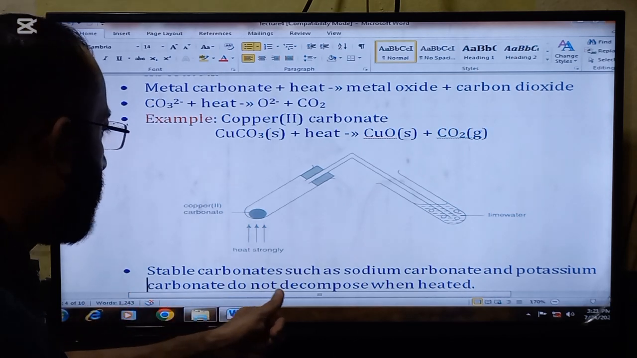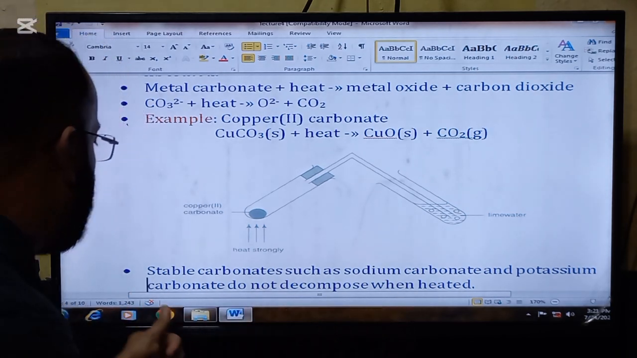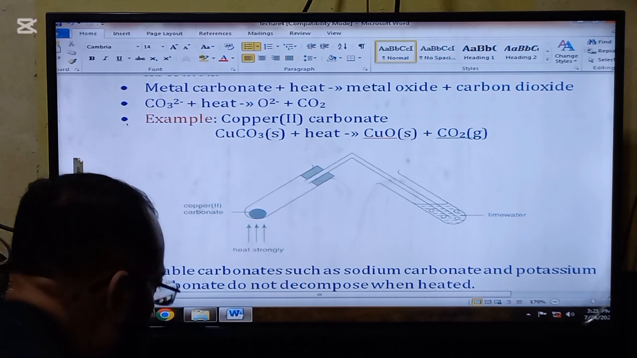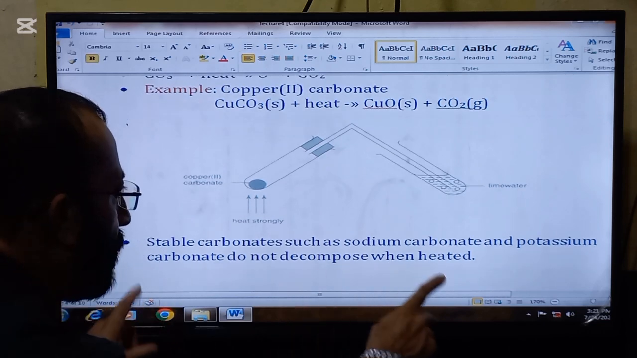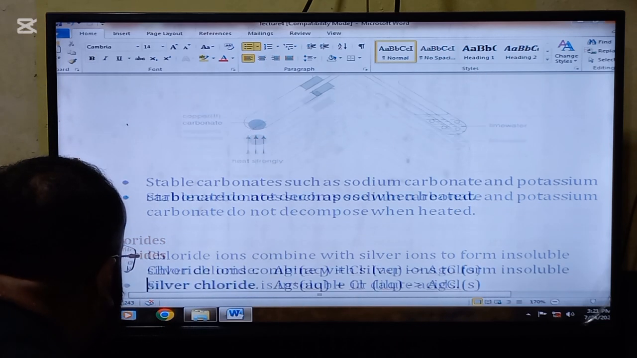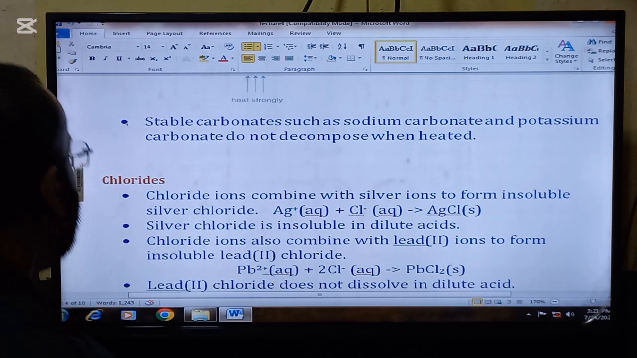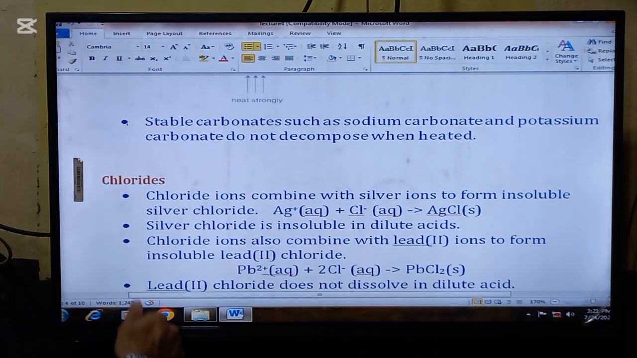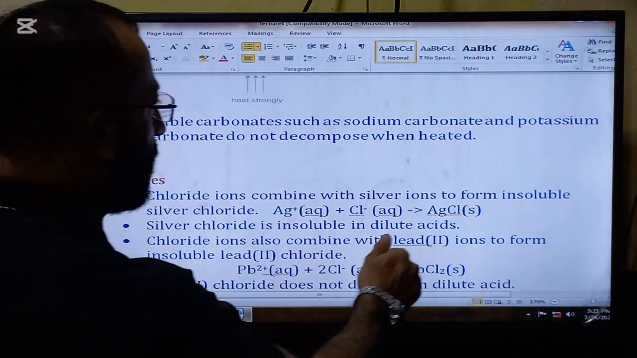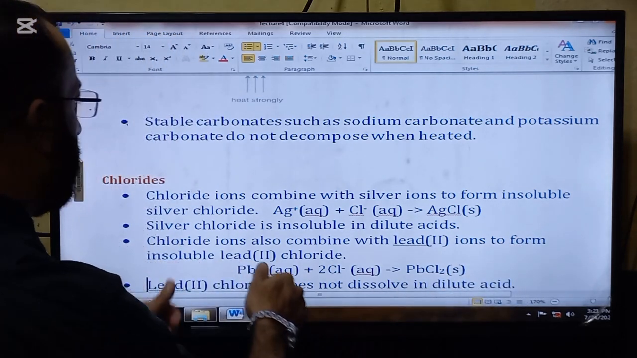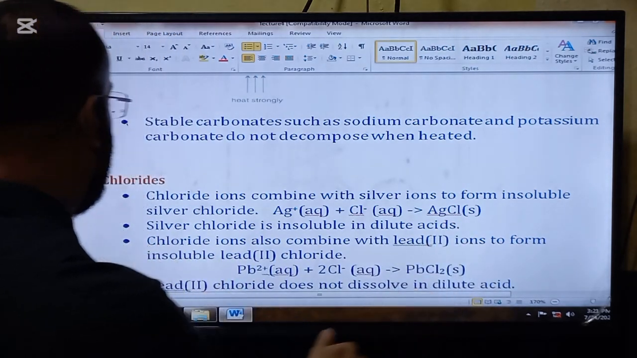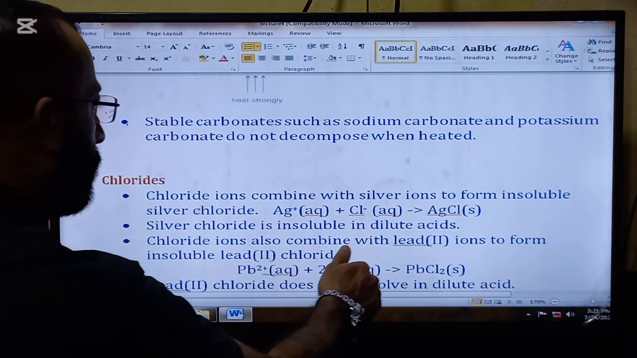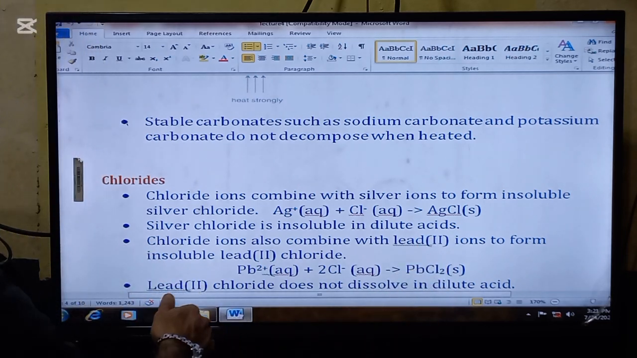Stable carbonates such as sodium carbonate and potassium carbonate do not decompose when heated. So this is a very important point to be noted. Now we are going to read the chloride ions. Chloride ions combine with silver ions to form the insoluble silver chloride. So this is the general equation. Silver chloride is insoluble in dilute acids.